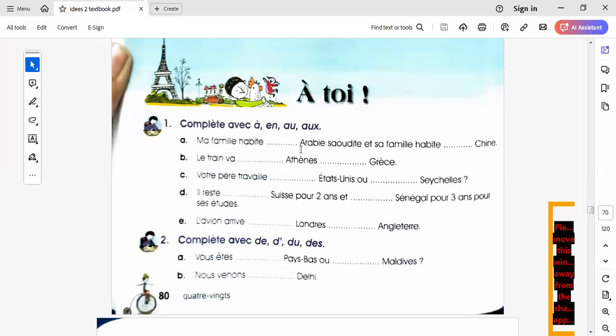Now, the country is beginning with a vowel. It is also ending with E. So we have just a short answer. That is en. Ma famille habite en Arabie Saoudite. My family lives in Saudi Arabia.